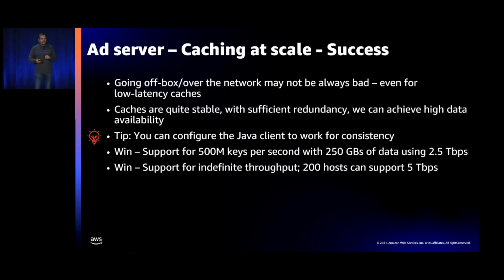The win was that my largest of the caches is now serving about 500 million keys per second. It stores about 250 gigs of data. And the network consumed over these caches is about 2.5 terabits per second. The parallelization, the replication, and the sharding enabled all of this.